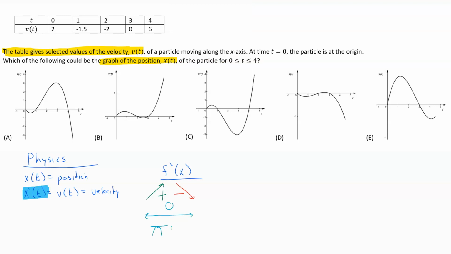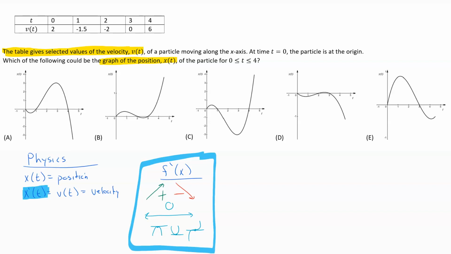We can usually see those at maxes and mins, but you can also see it when the graph just goes sideways for a second. So what we want to be able to do is go back to this velocity table and really just read off that information about what direction our original graph was going at those places. So I start off at 0. At 0, it's telling me I have a positive value. So that's a positive derivative value, which tells me my original graph should be going up at 0.